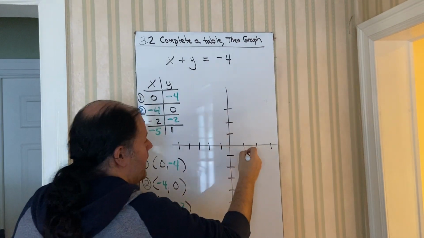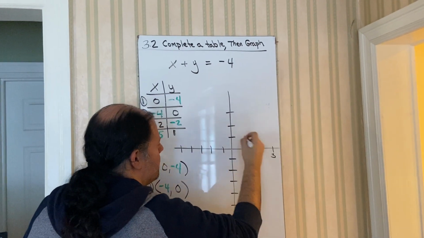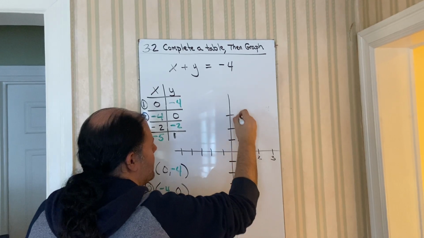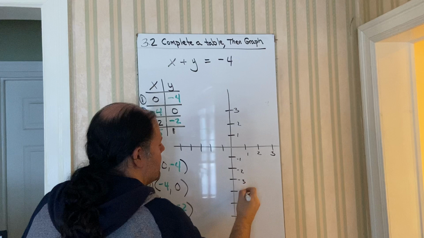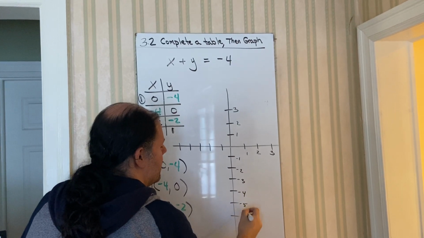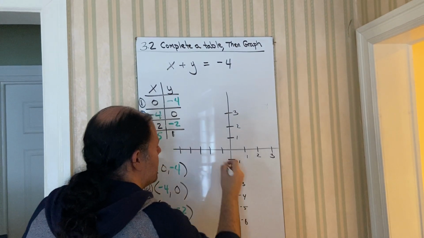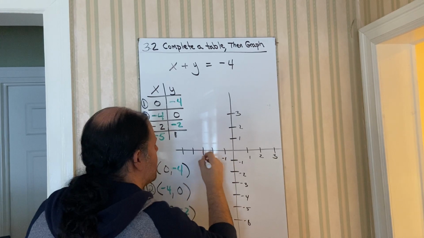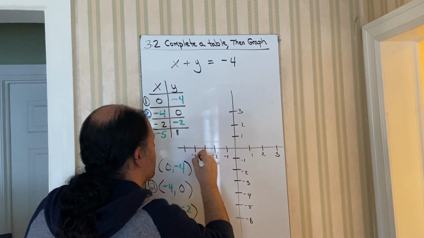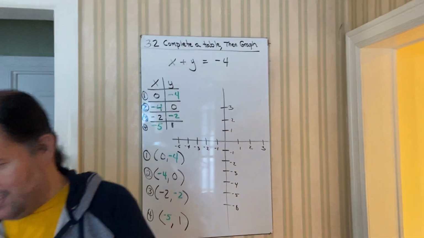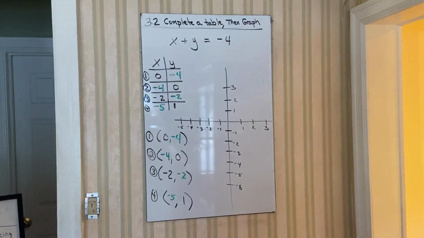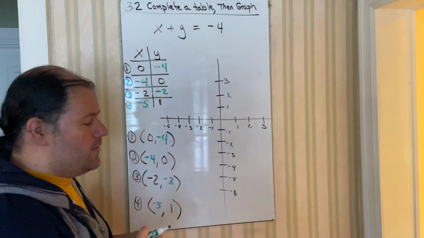Luckily, when you do this in ALEKS, they'll already have this numbered for you. You don't have to number it. It's so much easier to plot points on ALEKS. And I'll do it in green so that it stands out a little bit. So remember how to plot points?